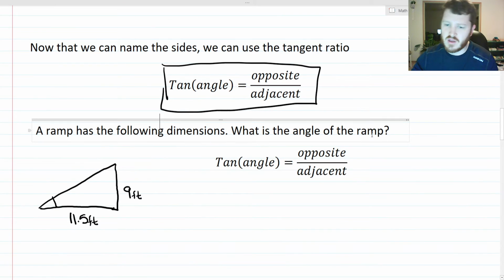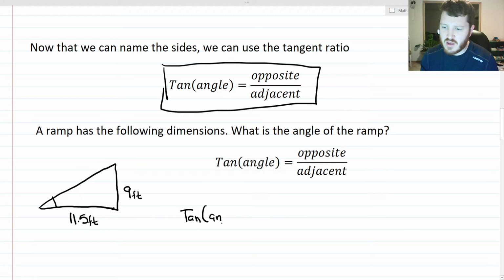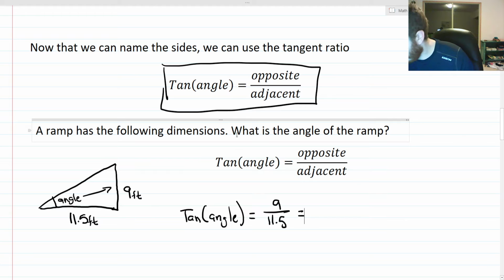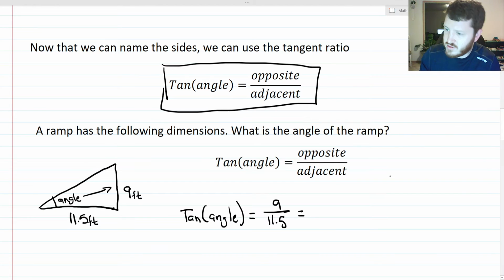So what does that look like? If we have a triangle, let's say we're building a ramp. We have 11.5 feet on the bottom, 9 feet up, and we want to find the angle. So we want to find the tangent of an angle. The opposite is, if this is our angle, that means 9 is our opposite and 11.5 is our adjacent. So we're going to have 9 divided by 11.5. I'm going to use my calculator here. 9 divided by 11.5 equals decimal 0.782.